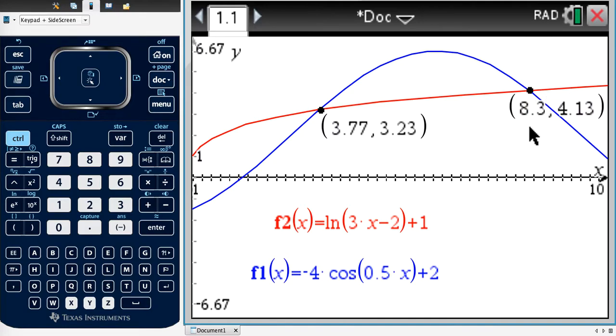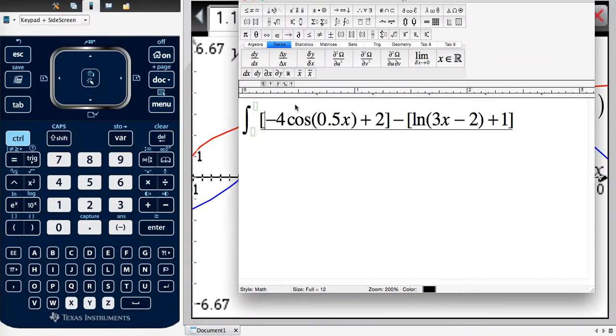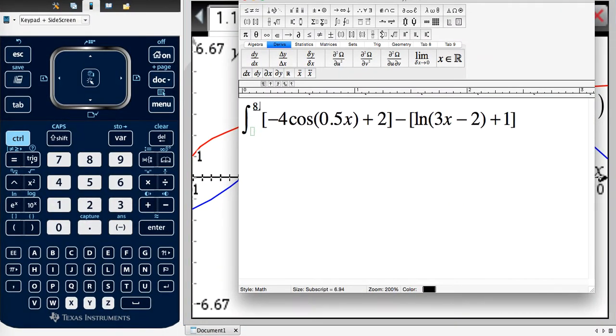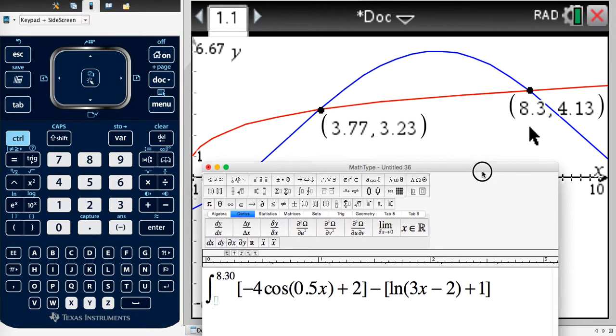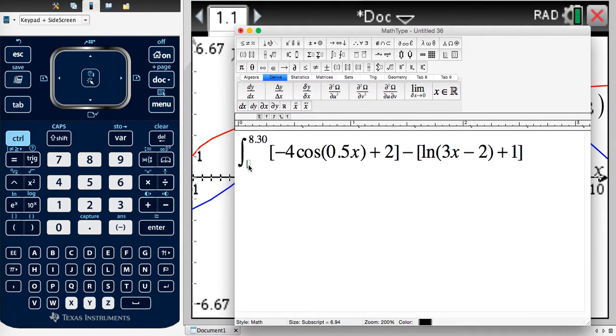So I'll type those in here. 8.30 at the top, and then 3.77 as my lower bound, and then we've got g of x minus f of x written down here. So that's the expression that would give us the area that we're looking out for.